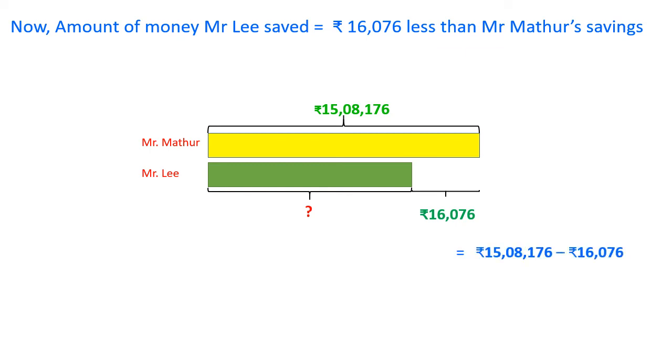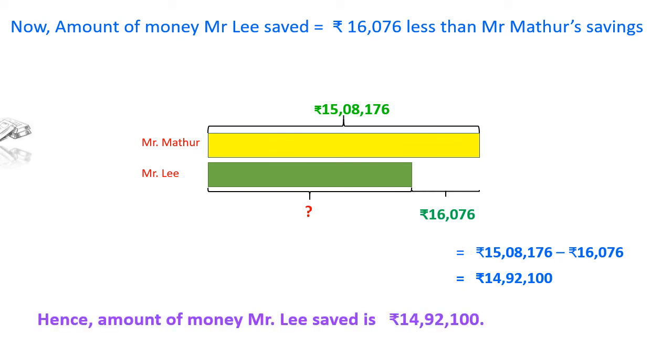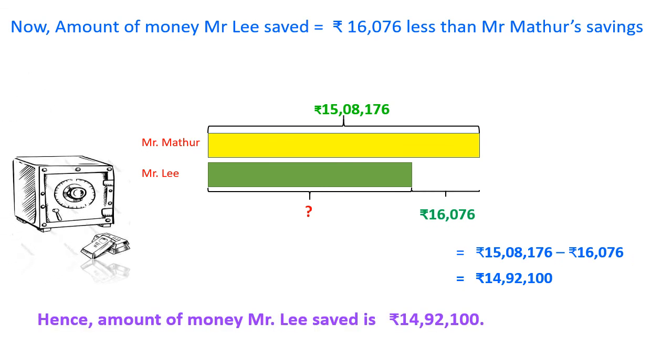That is, we will subtract rupees 15,08,176 and rupees 16,076. The answer is 14,92,100 rupees. Hence, the amount of money Mr. Lee saved is rupees 14,92,100. Now, children, in this question, we have basically used both the operations.